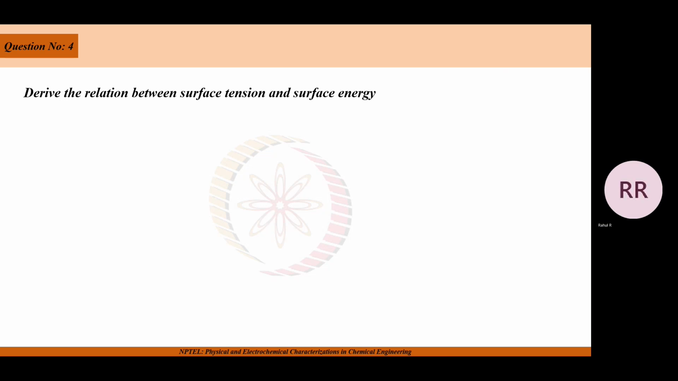Okay. What was the question? The question was to derive the relation between the surface tension and the surface energy. I'm not going to derive it step by step. Rather, I'll give you the pathway to follow for deriving the relation, because we have already discussed it. It is a basic relation. Let me discuss the answer with you.